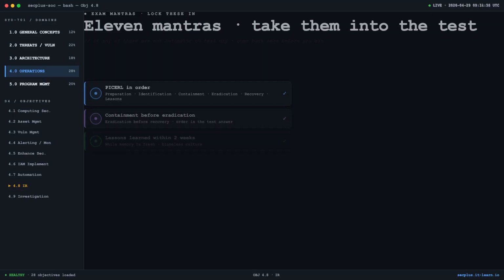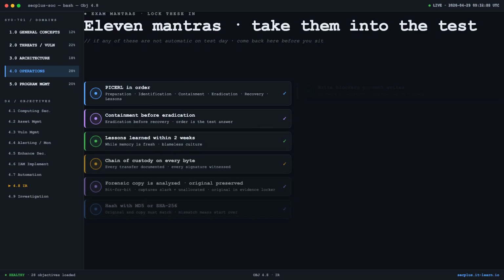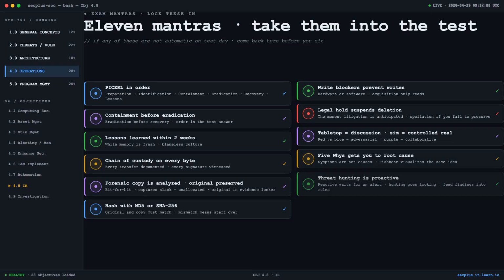Hash with MD5 or SHA-256. Write blockers prevent any writes during acquisition. Legal hold suspends deletion the moment litigation is anticipated. Spoliation is destruction of evidence. Tabletop is discussion only. Simulation is controlled real systems. Red versus blue is adversarial. 5 whys gets you to root cause. Threat hunting is proactive. That is objective 4.8.